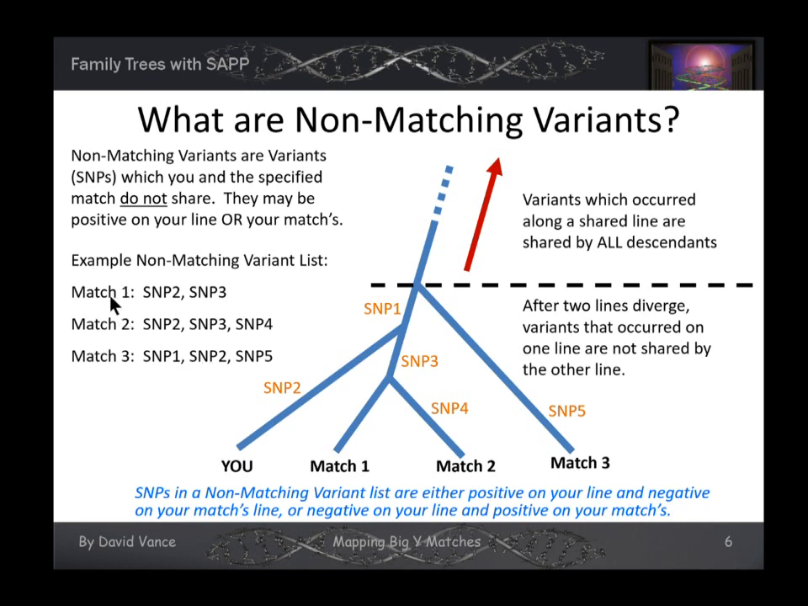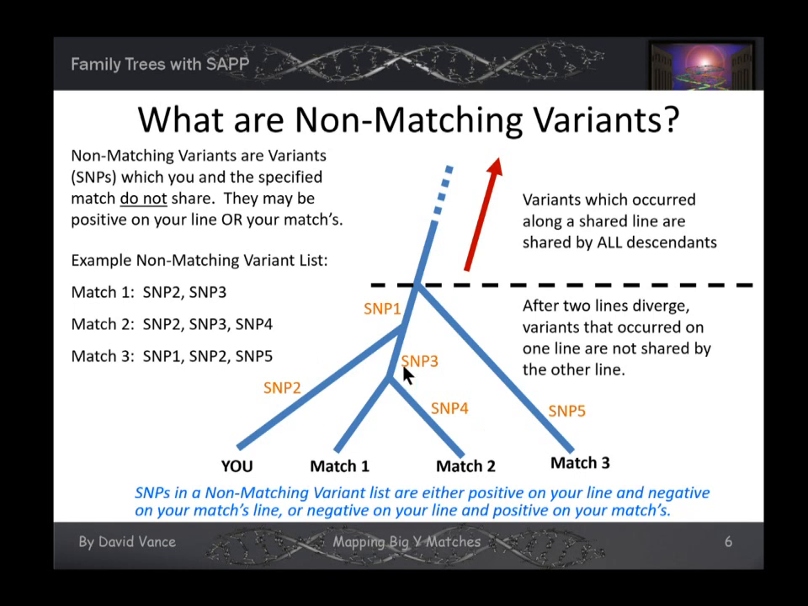So this is all in relationship to me, since I am looking at my own list of non-matching variants. So in this case, SNP2, because it's on my line, appears as a non-matching variant for all 3 of my matches, match 1, 2, and 3. SNP2 occurred on my line and not on theirs, so it's non-matching for all 3. SNP3, on the other hand, has occurred along match 1 and 2's line, so SNP3 is non-matching for just match 1 and 2.